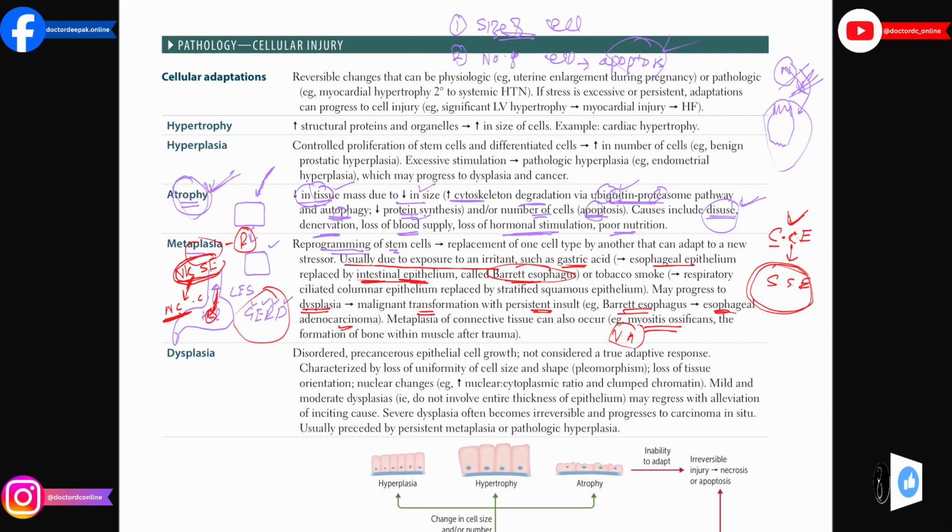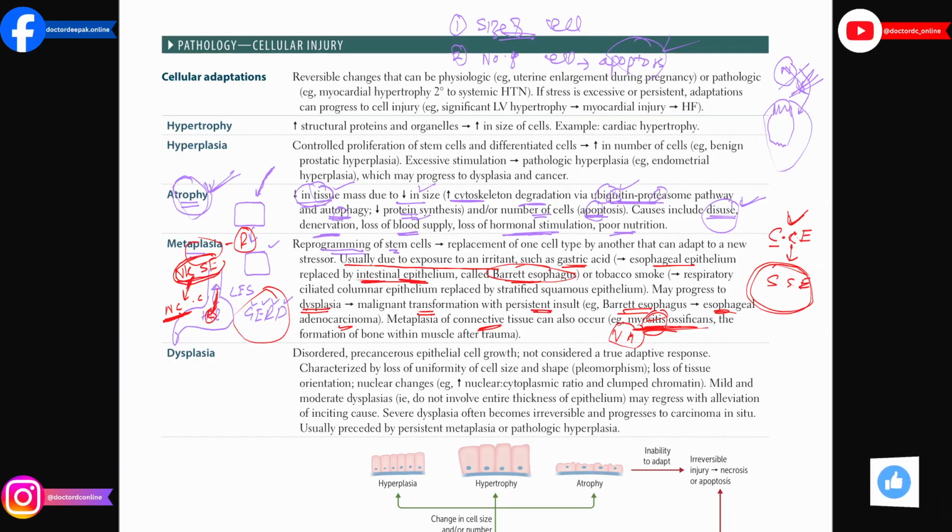Normally in the muscle you will get muscle tissue, and normally in the bone you will get bone tissue. But sometimes, because of trauma, because of stress, there is a formation of bone in the muscle. It is called myositis ossificans. There is a formation of bone within the muscle after trauma. It is also an example of connective tissue metaplasia. So please keep in mind, connective tissue or mesenchymal tissue can also undergo metaplasia. So that's all about metaplasia.